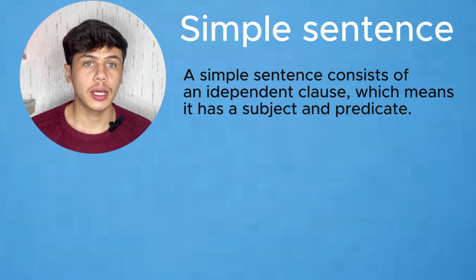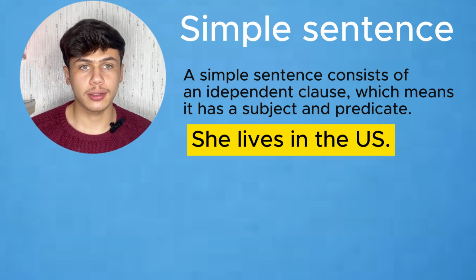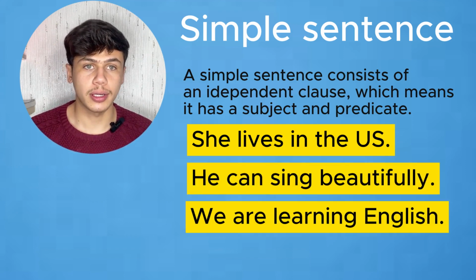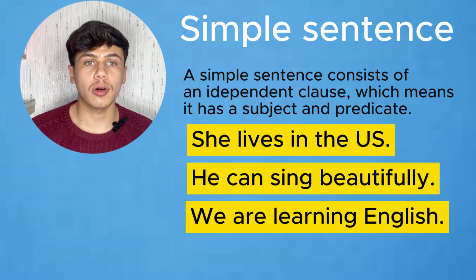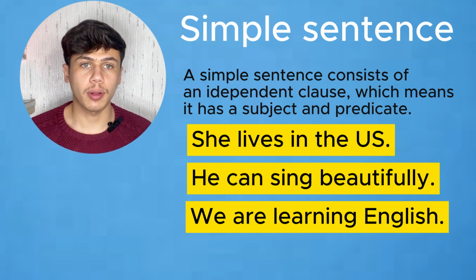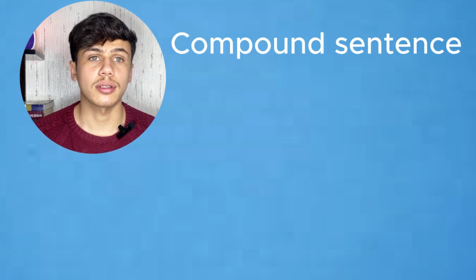For example, she lives in the United States. He can sing beautifully. We are learning English. These are all examples of simple sentences, which are so simple and easy. So simple sentences are simple as their name. So now let's jump into compound sentences.